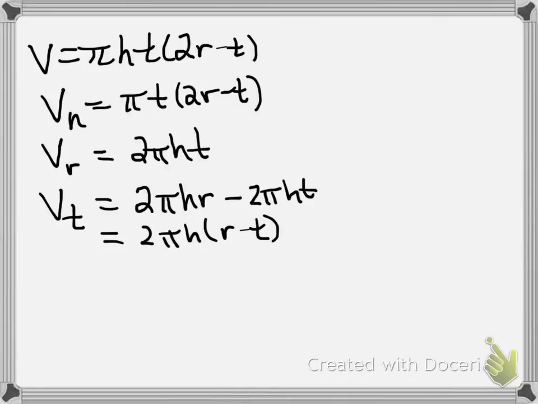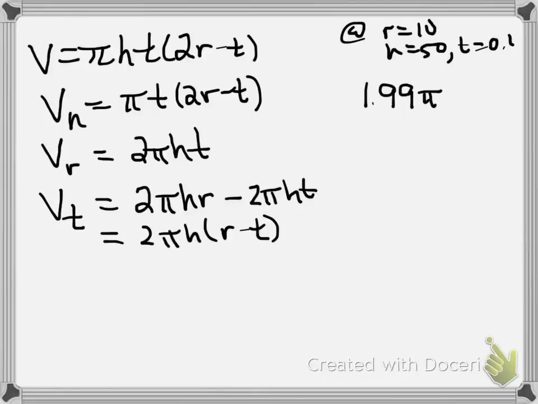Okay, so in our formula for the differential, which will be dV, we need to evaluate these partial derivatives since we know what the specifications for r, h, and t are. So we're going to evaluate these at r is 10 centimeters, h is 50 centimeters, and t is 0.1 centimeters. I've gone off and done these separately for you. You substitute these in, you get that V_h is 1.99 times pi, V_r is 10 pi, and V_t is 990 times pi. So now let's write down the differential here.